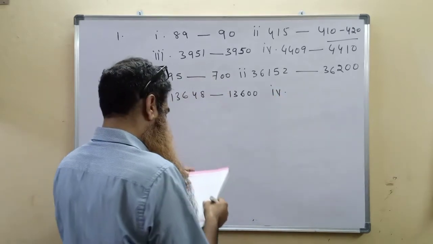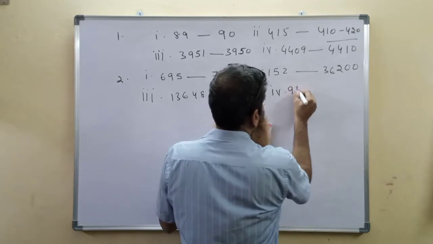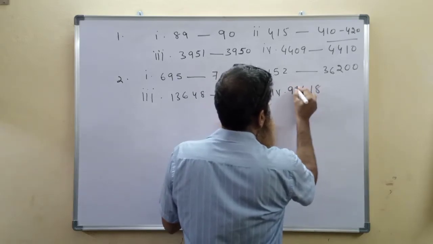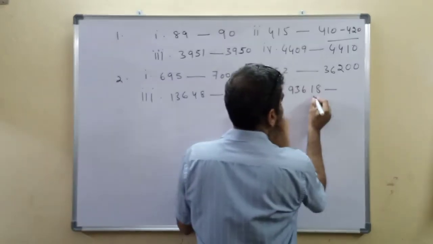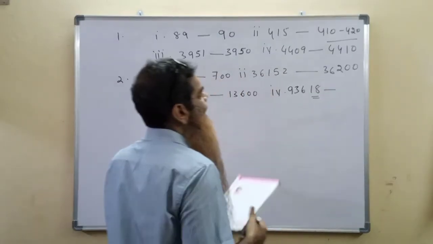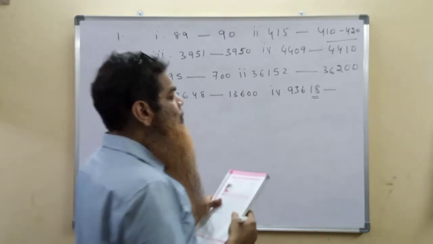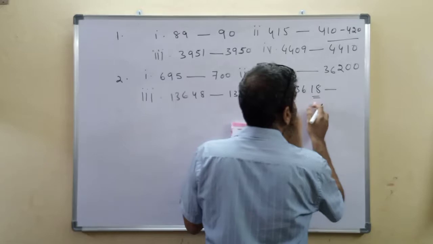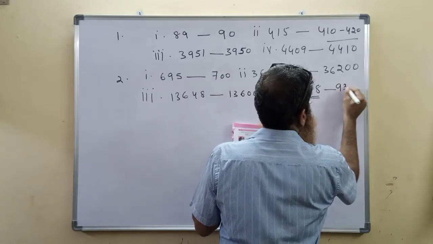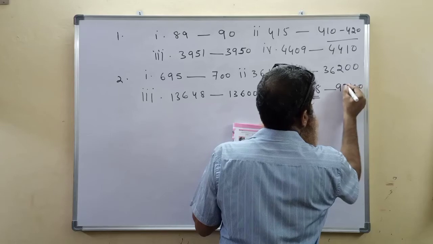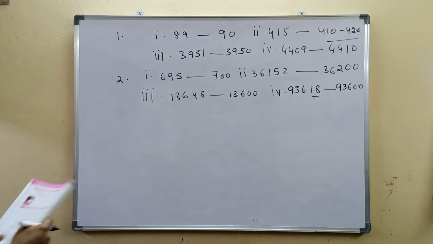Now the fourth bit in the second question is 93,618. It's a 5-digit number. You can see after 600 there are 18, and we need to add 82 to make it 700. So we will rather subtract 18 to make it 93,600. It is actually near to 600 and farther from 700.